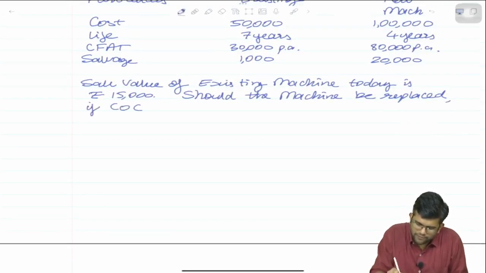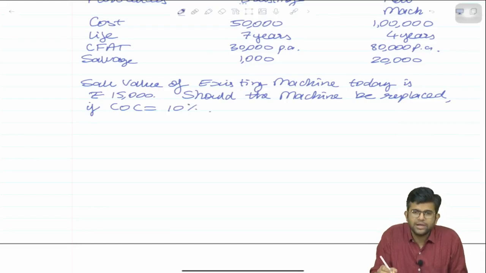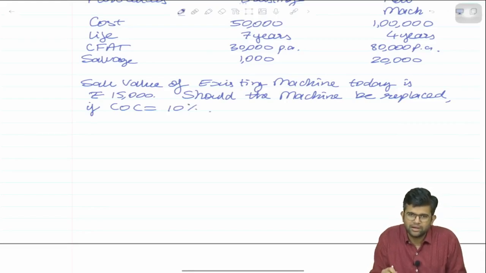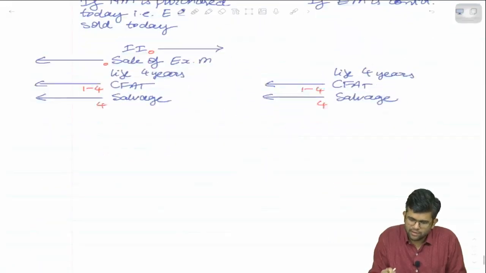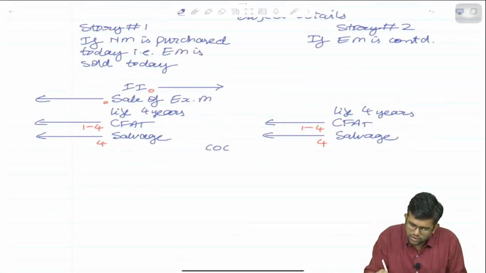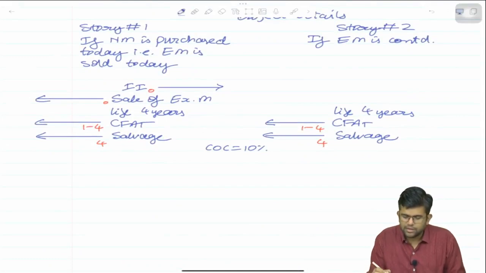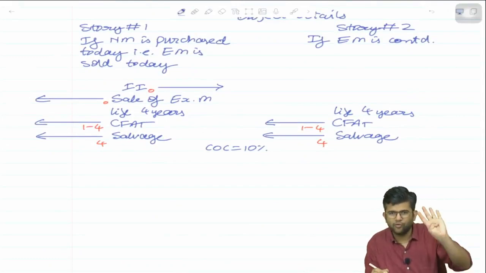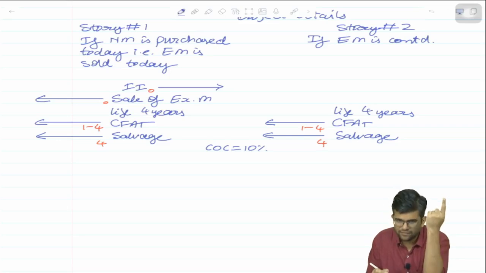if cost of capital is 10%. Now you need this discounting rate to calculate NPV. So I will now write a common cost of capital 10%. So generally, students, there are 4 items which are commonly given. One is life. Life I already gave, 4 years. One is cost of capital, that is 10%.